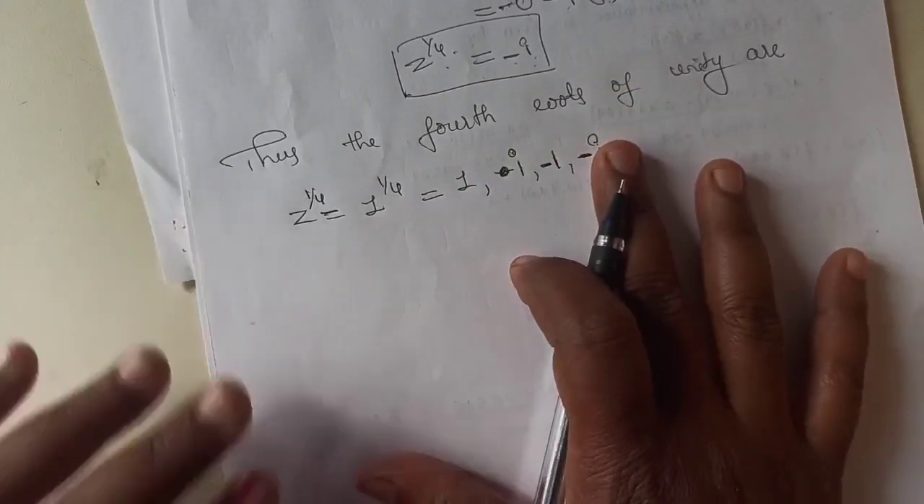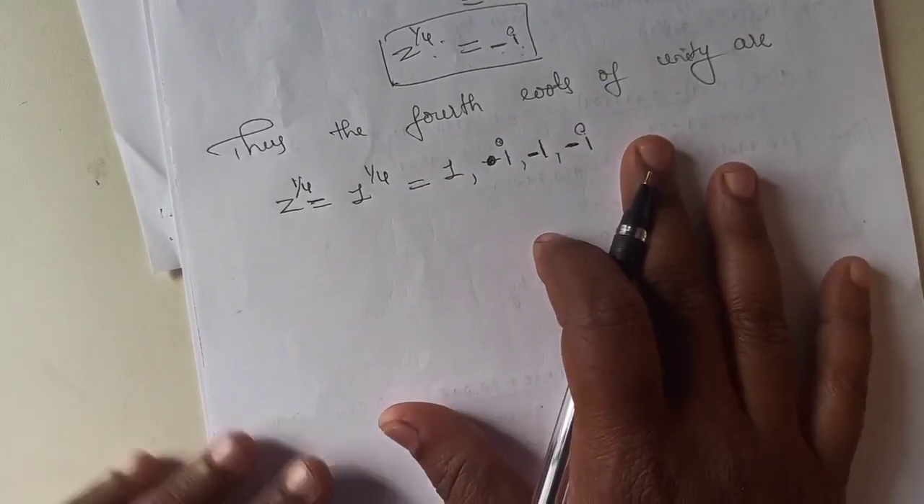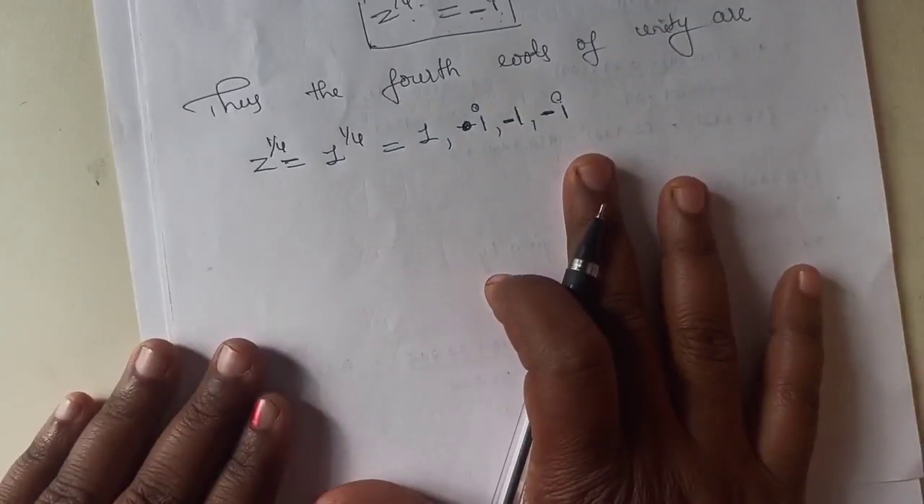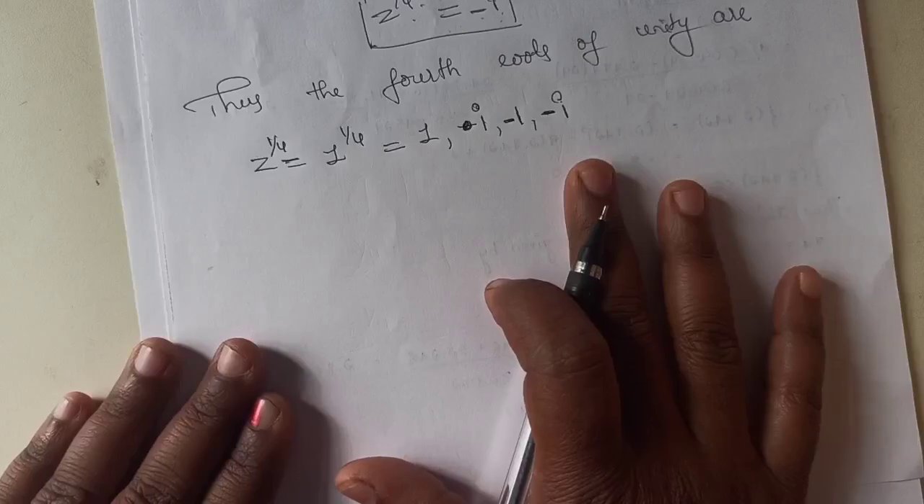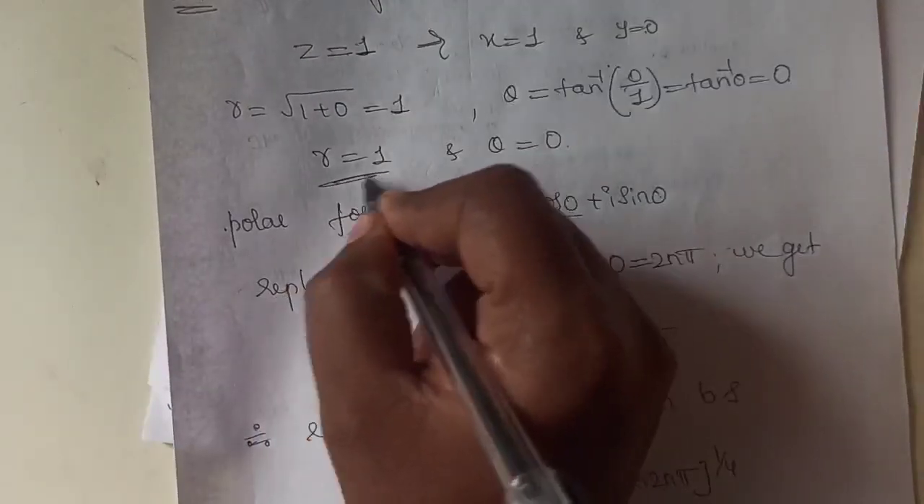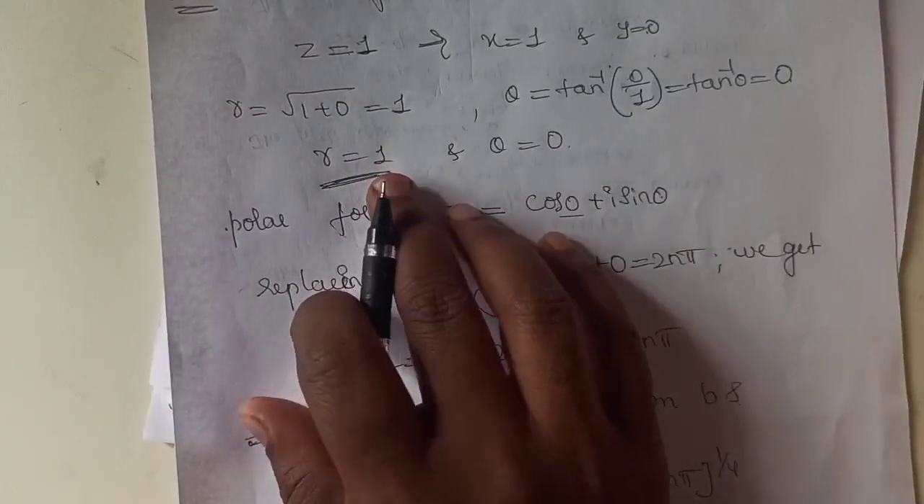Next we want to represent it in the Argand plane. For that we draw a circle with radius r equals 1. Since here we got the r value equal to 1, therefore we draw a circle with r equals 1.